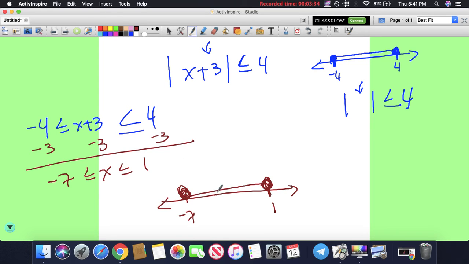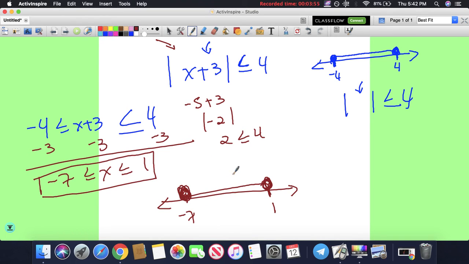And you can always check. Let's say you picked, I don't know, negative 5. If you put negative 5 over here, you'd get negative 5 plus 3, which is negative 2. And the absolute value of negative 2 is 2. Is 2 less than or equal to 4? Yes, it is. So our solution is this: x has to be a number between 1 and negative 7.